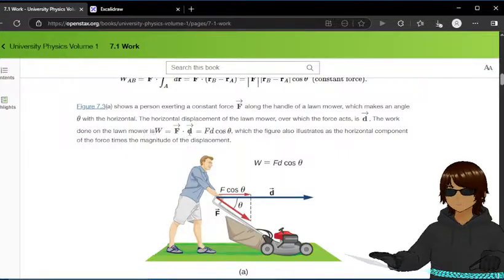The work done on the lawnmower is W equals F d, or F d cos theta. The scalar value of F, the scalar value of d, times cos theta, which the figure also illustrates as the horizontal component of the force times the magnitude of the displacement.